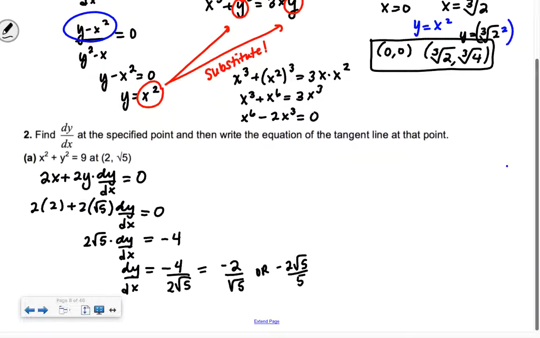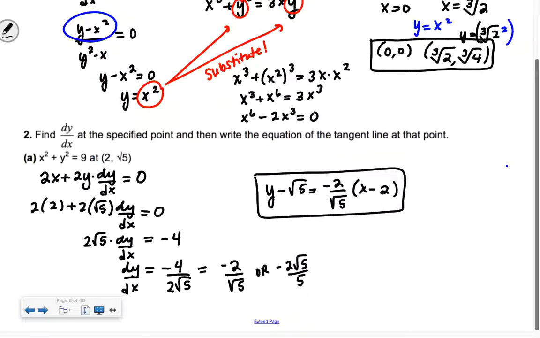All right, so then write the equation of the tangent line. So we have the point 2 comma root 5, so it'd be y minus root 5 equals negative 2 over root 5 times x minus 2. That is our answer.